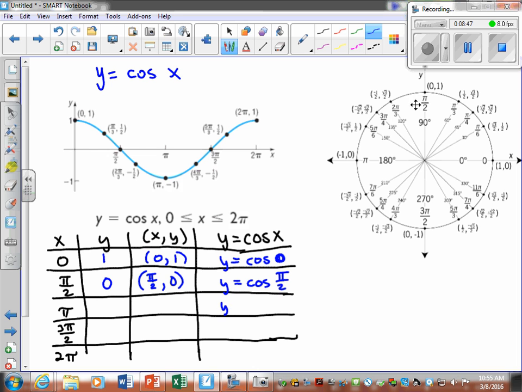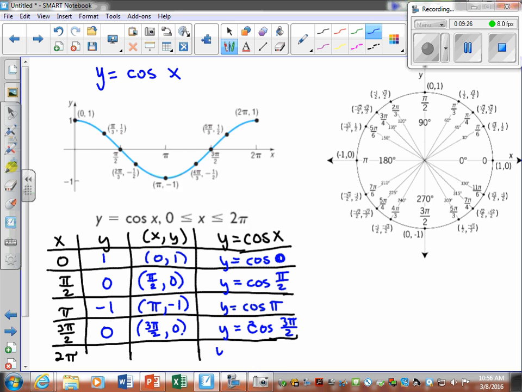Alright, let's do y equals the cosine of pi. We move to our unit circle, we find pi, and we choose the cosine value, which is our negative 1. And we write this as an ordered pair, x comma y. Y equals cosine of 3 pi over 2. Move to your unit circle to 3 pi over 2. The cosine value is 0. So it's 3 pi over 2 comma 0.